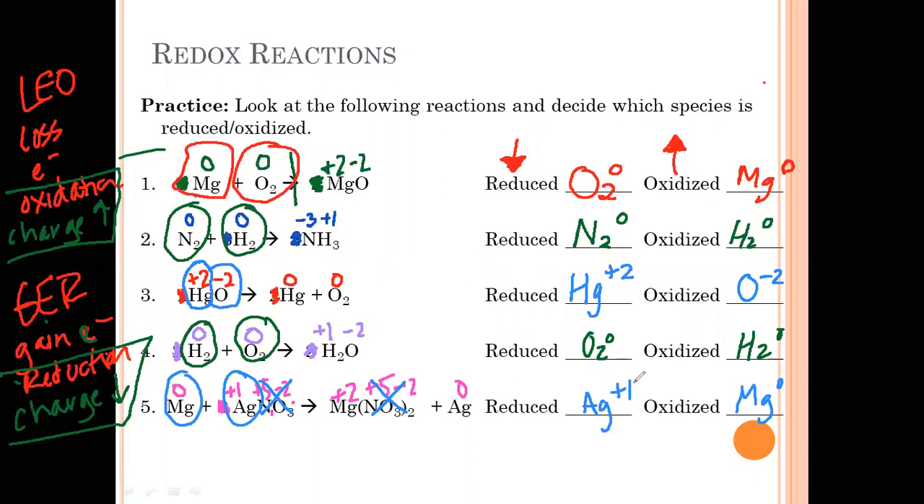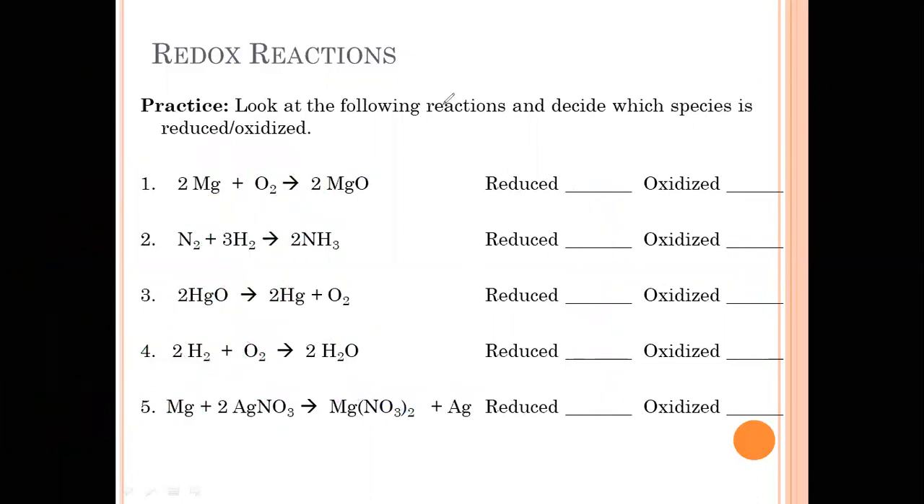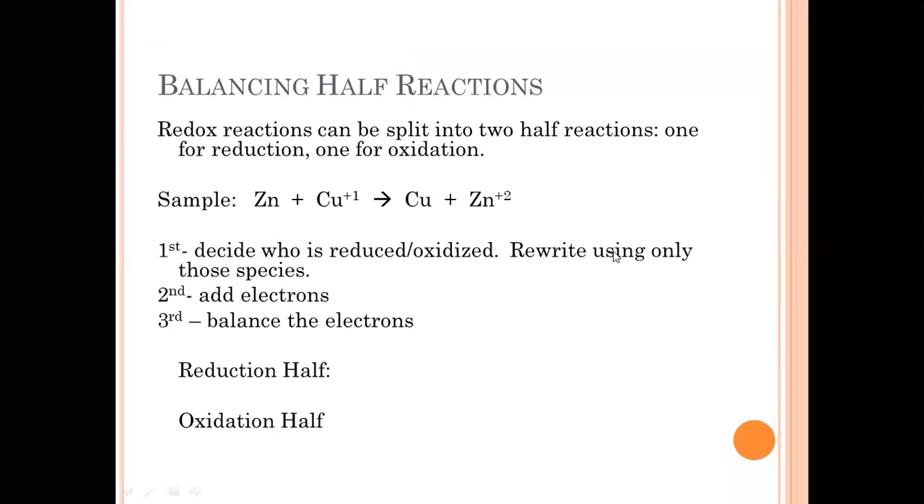Okay. All right, so now we are ready for balancing half reactions. I kind of like balancing half reactions. I don't know, I like following steps, and this is one that has some easy steps to follow. Okay, so balancing half reactions: redox reactions can be split into 2 halves. You can have a reduction half and an oxidation half. That's how they get the word redox: reduction, oxidation.